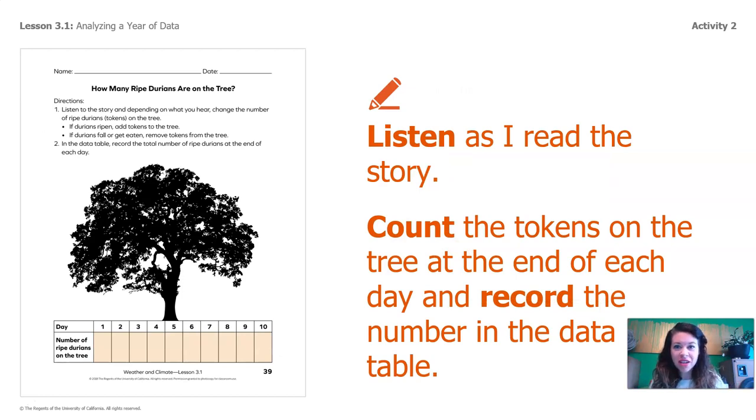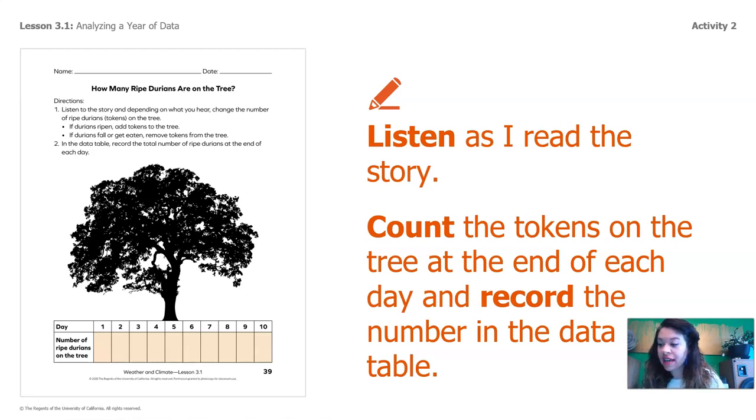Okay. Here's how this is going to work. You're going to listen as I read the story. You're going to count the tokens on the tree at the end of each day and record the number in the data table. Depending on what you hear happens in the story, you're going to change the number of ripe durians on the tree. If durians ripen, you're going to add little pieces to your paper. And if durians fall down or get eaten, you're going to remove durians from your paper. Then at the end of each day, we're going to write down the total number of ripe durians on the tree. We're going to keep track over 10 days. So let's do the first one together.